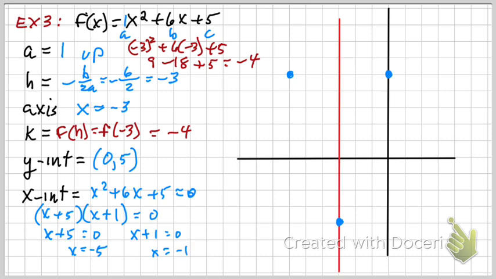So I've got 2 more points. Here's where it's crossing the x-axis here. There's my x-intercept there, and at negative 5. We good? I could sketch that.